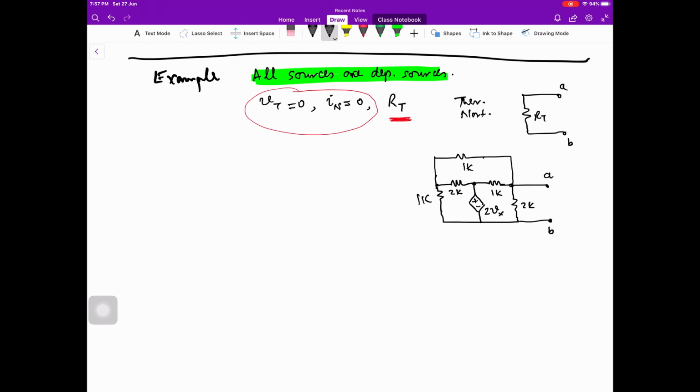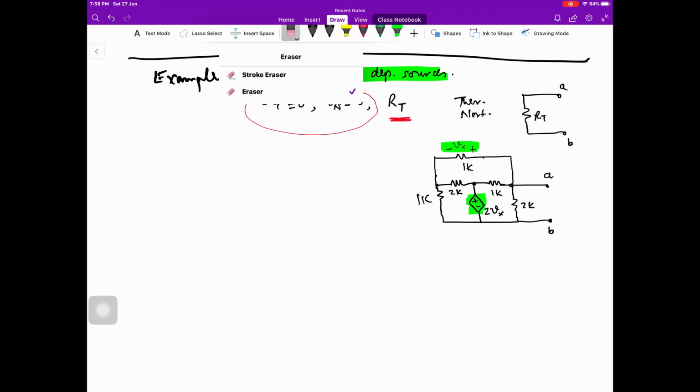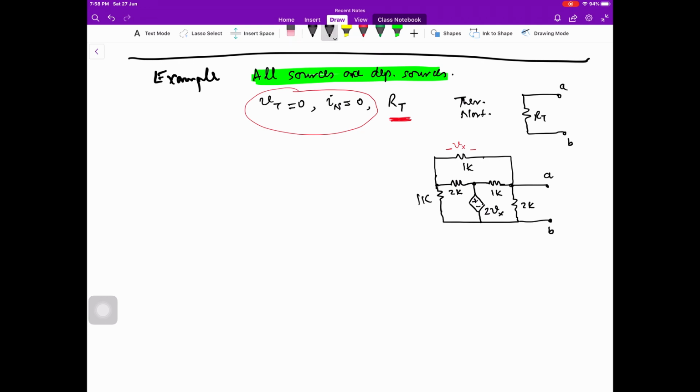And what is Vx? Vx is the voltage across this 1k ohm resistance. Note that when Vx is 2 volts, the voltage across this dependent voltage source will be 4 volts. It is straightforward. And in this case, we have to do something different. This is our load over here.